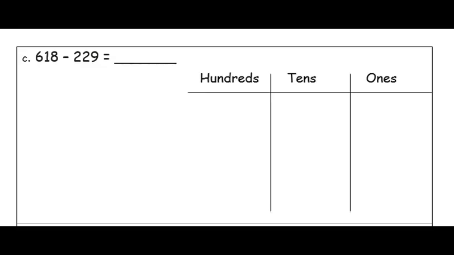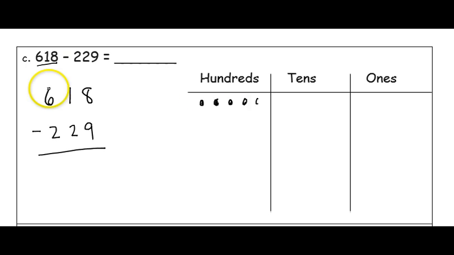Let's look at one more example. This time I have 618 minus 229. We'll write it in the vertical format first. 618 minus 229. I'll start by showing the 618 on the place value chart. So that's 6 hundreds, 1 ten, and 8 ones.